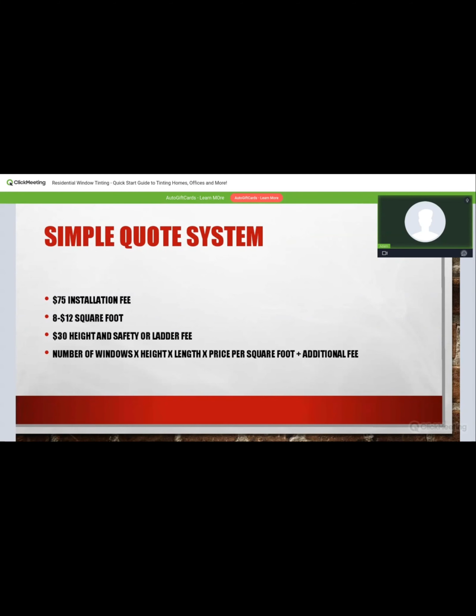So we want you guys to stick between the $10 to $12. If you're doing a lot of windows, sometimes we'll go around $8 per square foot. When you're measuring, we always want to round up. So if you have a window that is 2.5 feet by 4 feet, we want to go 3 feet. We want to always round up to the nearest foot.